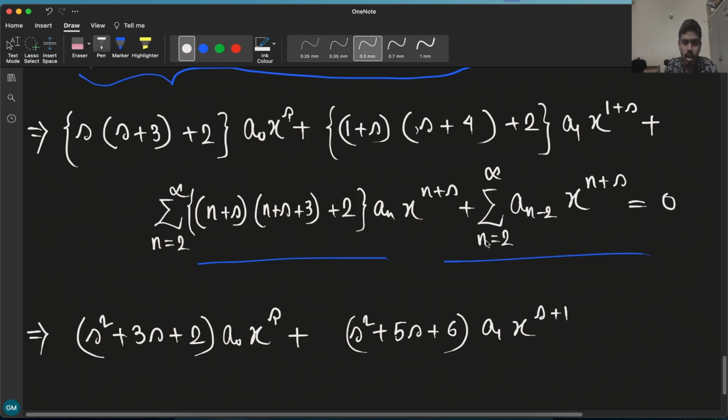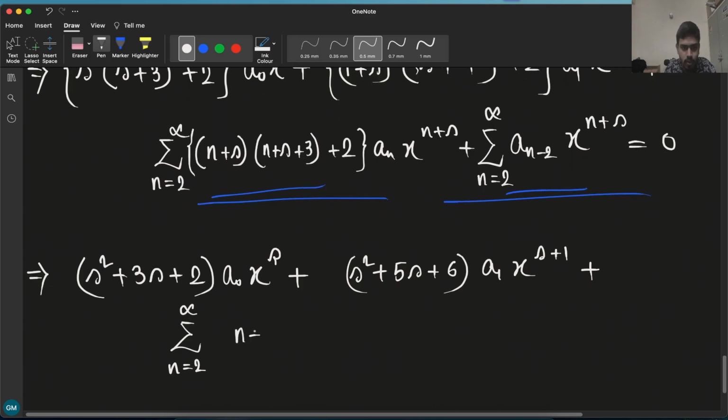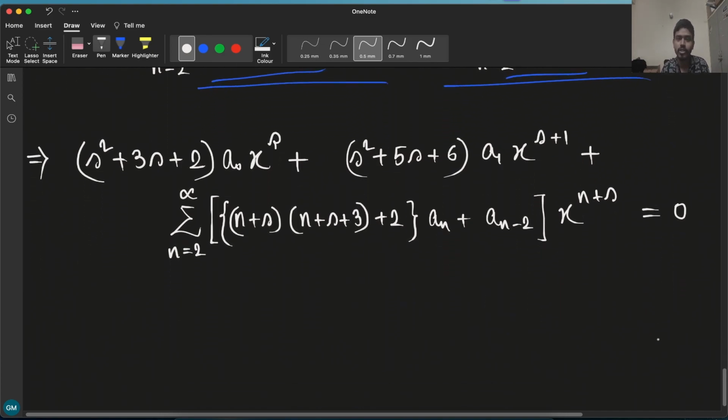Good. And these two terms, this term and this term, we will put them together, plus the sum over n equals 2 to infinity of n plus s times n plus s plus 3 plus 2, times a_n plus a_(n minus 2), and you can take x to the power n plus s common, equals 0. Let's make the coefficients 0. So we will make this equal to 0, this equal to 0, and this equal to 0.